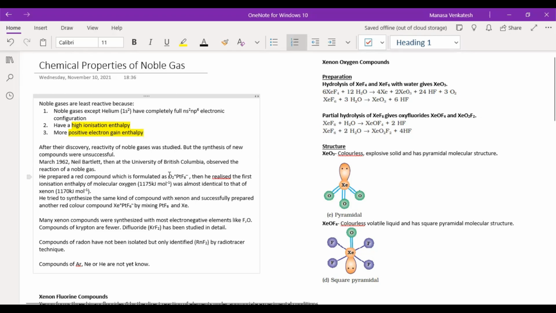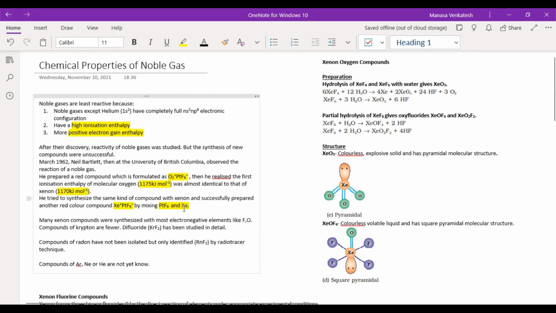He actually started with the preparation of the O2+ PtF6- compound. And he noticed that the ionization enthalpy of molecular oxygen, notice we use the word molecular, we are not talking about the atomic, we're talking about molecular oxygen, was actually similar to that of xenon. And that's when he tried to synthesize a similar compound, and he landed up synthesizing this one, that is Xe+ PtF6-. And this was done by mixing two things, that is PtF6 and xenon.